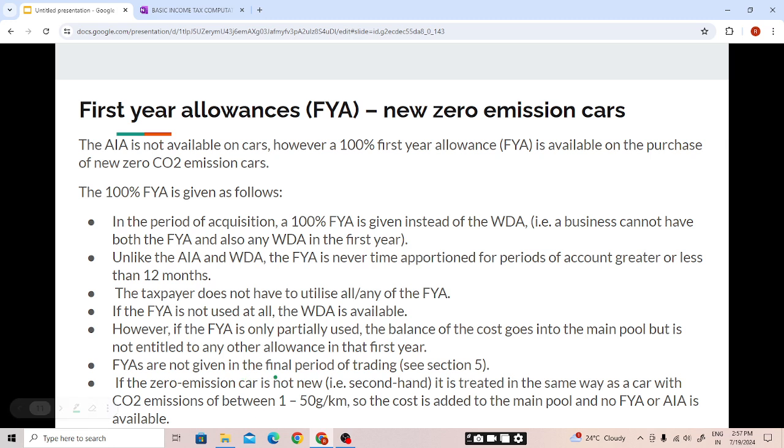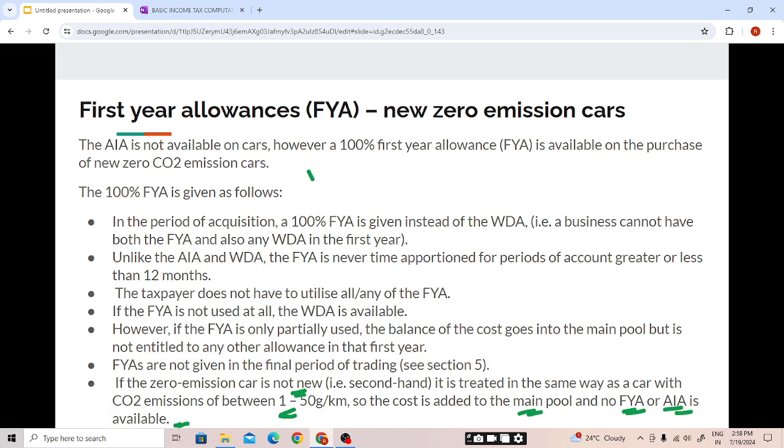FIAs are not given in the final period of trading. Same as AIA, FIA will also not be available in the period of accounts in which we cease our business. If the zero CO2 emission car is not new, second hand, it is treated in the same way as a car with CO2 emission of between 1 to 50 grams per kilometer, that is under the main pool. So the cost is added to the main pool and no FIA or AIA is available.